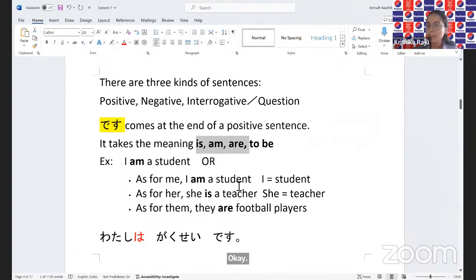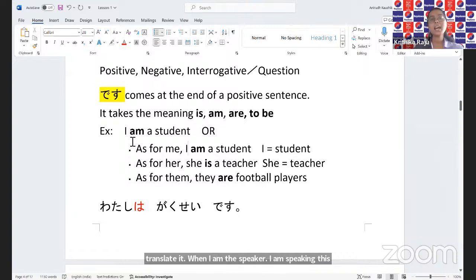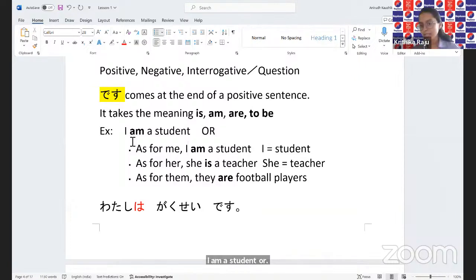So let's look at some examples now. I am a student is a sentence. Initially, you might struggle to try and translate it. When I am the speaker and I say, I am a student, what is the topic in the sentence? What am I talking about? Who am I talking about? I'm talking about me. So let's rephrase this in terms of the topic in English to understand. I am a student, or as for me, I am a student.